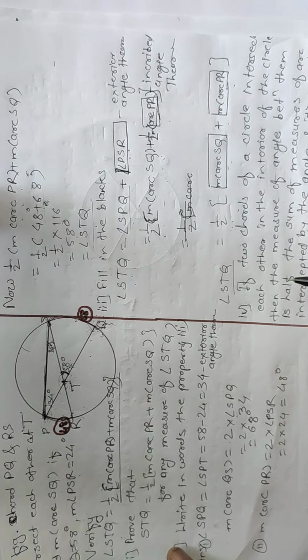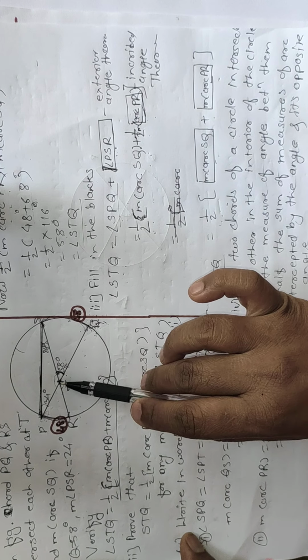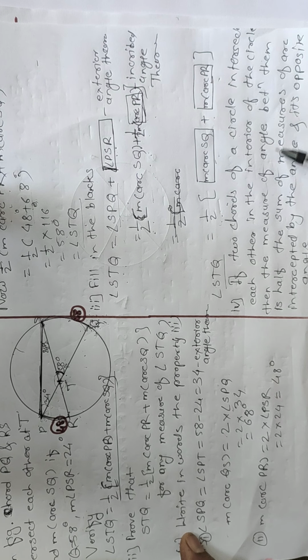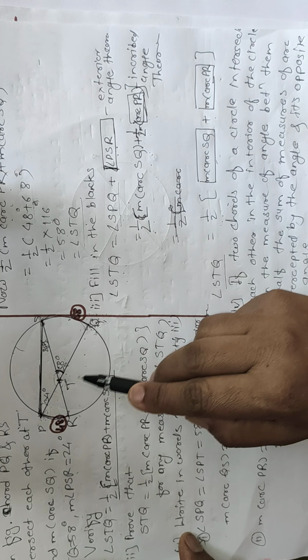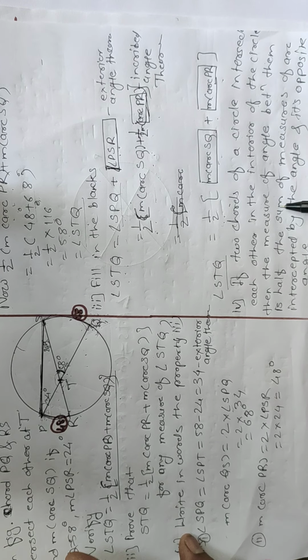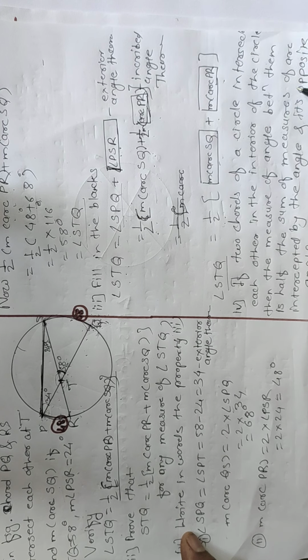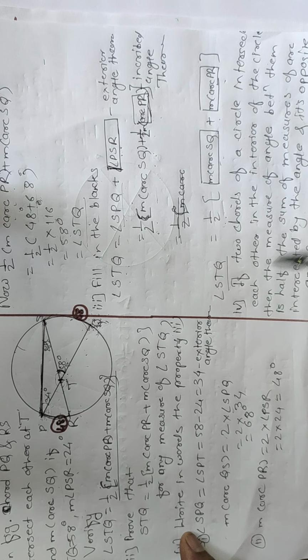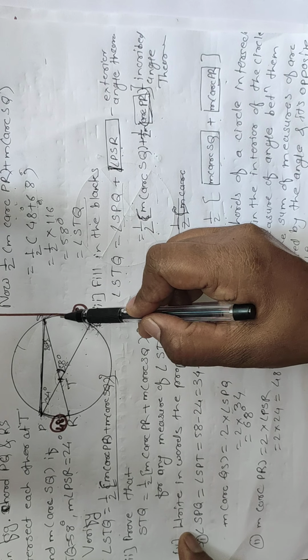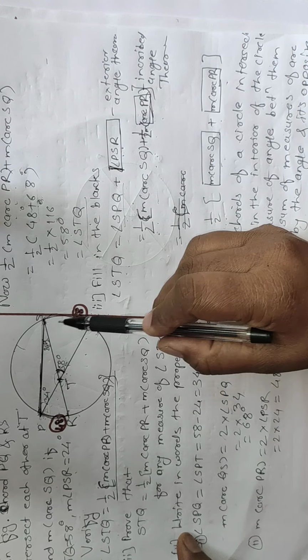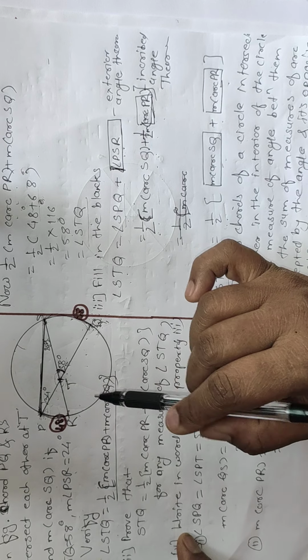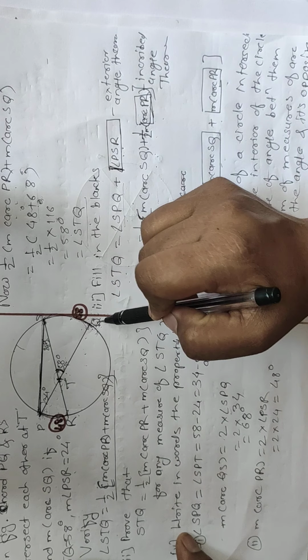Also we have studied that if two chords of a circle intersect each other in the interior of the circle, then the measure of the angle between them, so these are the chords and this angle between them is STQ, is half the sum of the measures of the arcs intercepted by the angle. These two chords intercept which arcs? SQ and PR. So it is 1/2 into the measure of arc SQ plus the measure of arc PR, which is equal to angle STQ, that we had seen.